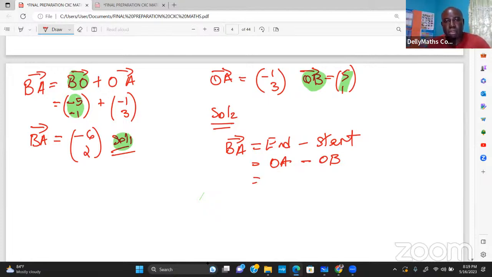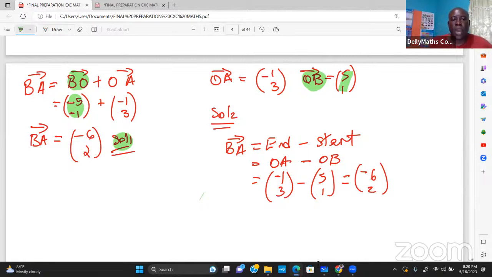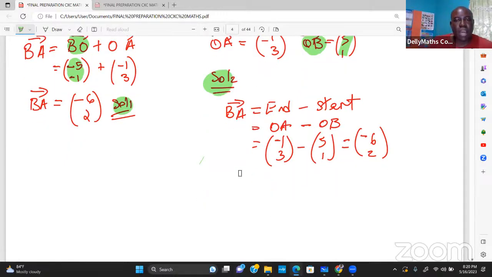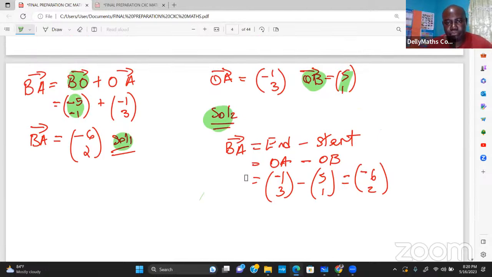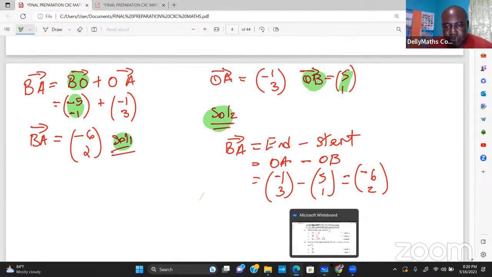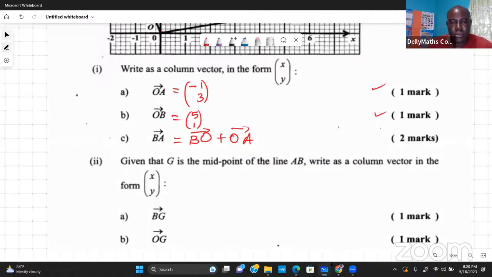Put them there. -1, 3 minus 5, 1. Check out the response. -1 minus 5, -6. 3 minus 1, 2. Same answer. So as I said to you, it's up to you. You have method 1, method 2. Anyone you want to employ, both work. I'm not here to tell you which one to choose. Choose the one that works best for you. All right? Take note. All right, let's continue working.